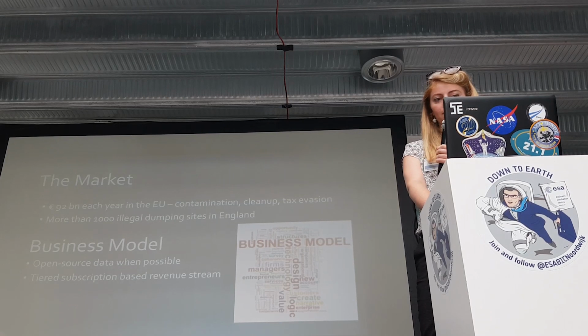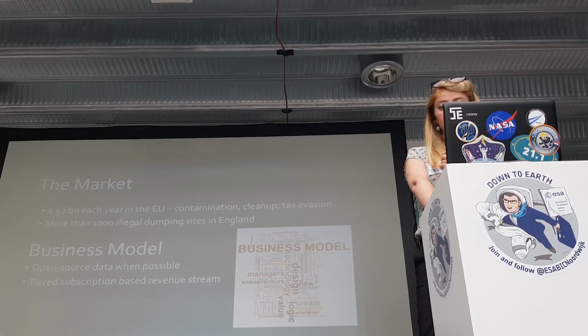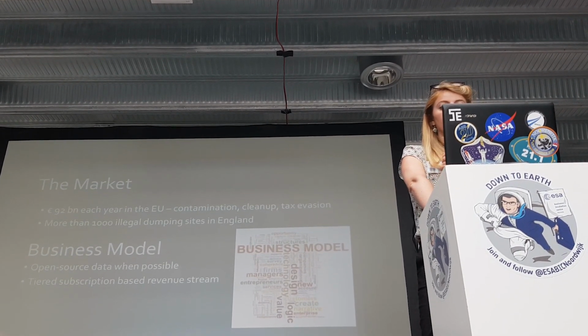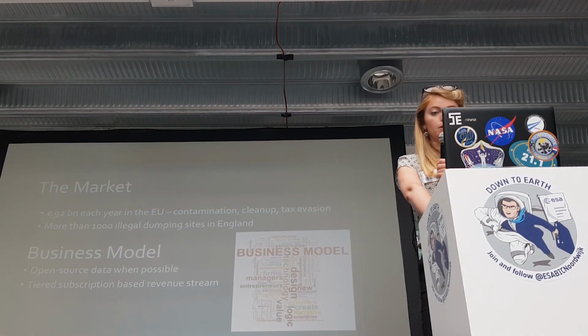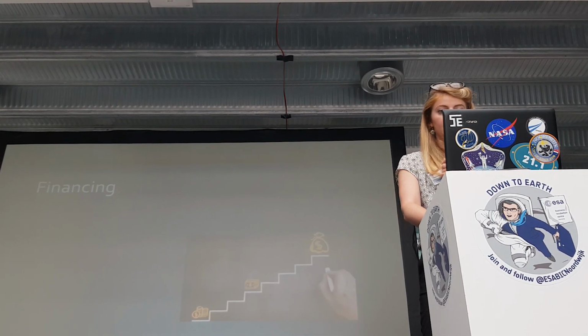So there are more than 1,000 illegal dumping sites in England alone per year. These are new ones. Our business model is based on open source data when possible, so that we can keep our costs low. And we also anticipate having a tiered subscription based on revenue stream. So we would charge our clients on a monthly basis, depending on what exactly the requirements are.